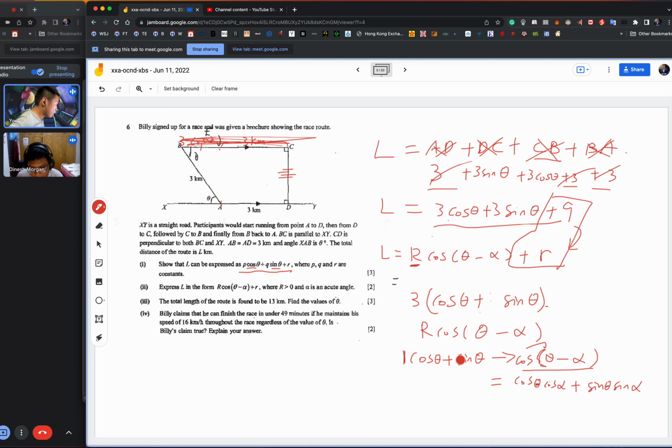By the way, you have a 1, right? It's a 1. So therefore, cosine alpha is equal to 1, and then sine alpha is also equal to 1. So if you remember this one, for sine equals 1, which is this point, which is 90 degrees. So alpha equals 90 degrees. Okay? Then for cosine, let me see.